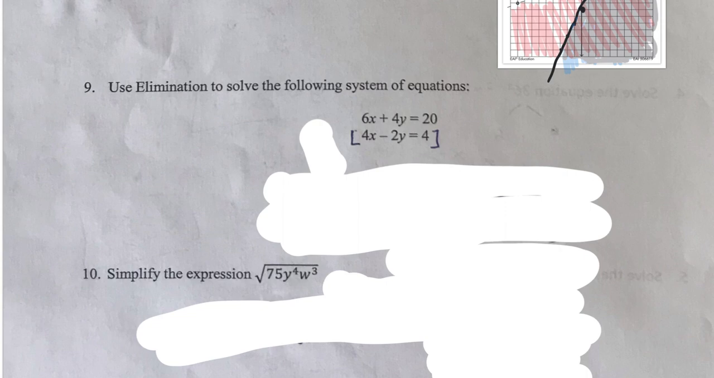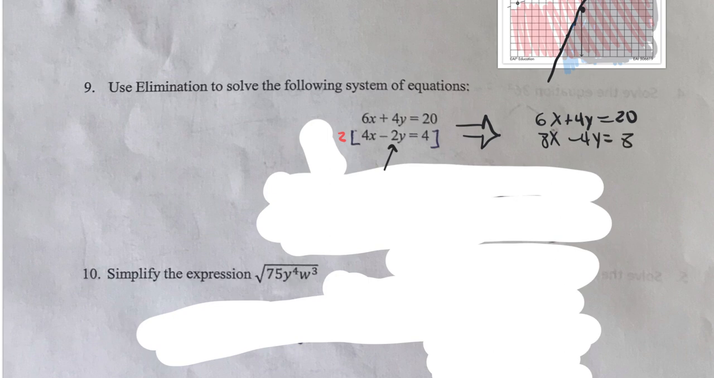I feel like if this thing was just a -4y, then it would cancel with this one. So we could turn this thing into a -4y by multiplying literally the entire bottom equation by 2. As a result of that, we would have 6x plus 4y equals 20. We would have 8x minus 4y equals 8.